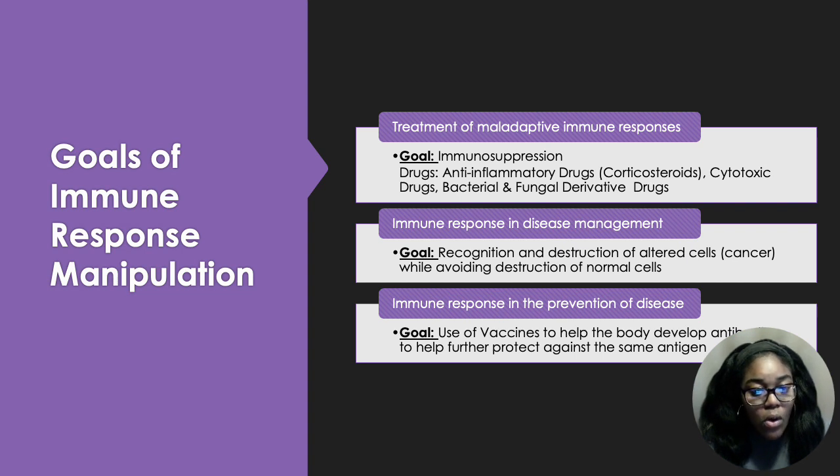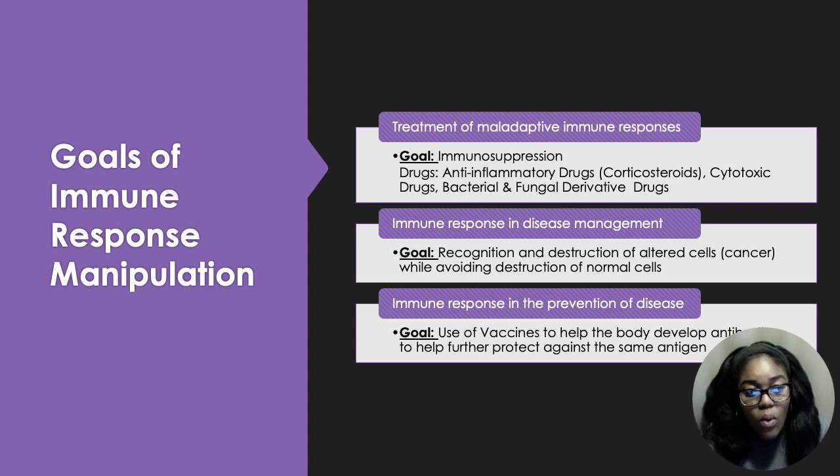And then another goal would be with cancer specifically. We have a whole chapter about cancer, but just understand that one of the goals is to recognize and destroy those altered cells without destroying normal cells. So you may have radiation, some types of radiation therapies, but the type of radiation therapy that they would use is hopefully ones that are specific to what is altered in the body. Sometimes you cannot avoid that with that type of therapy, but that is the goal.